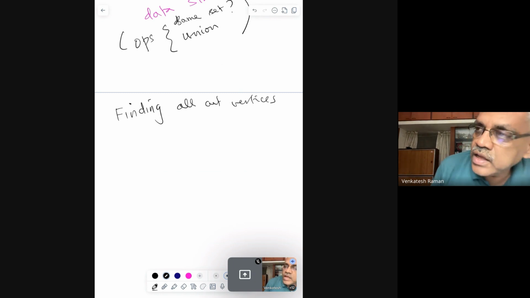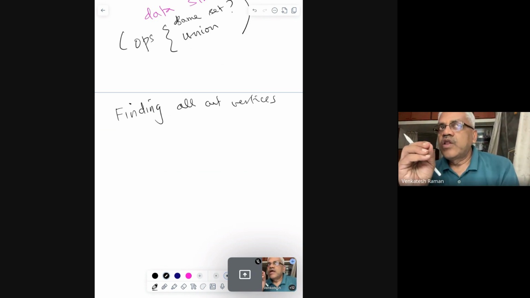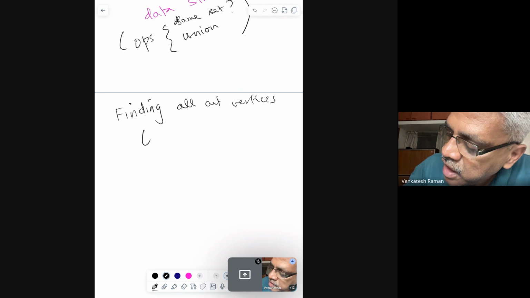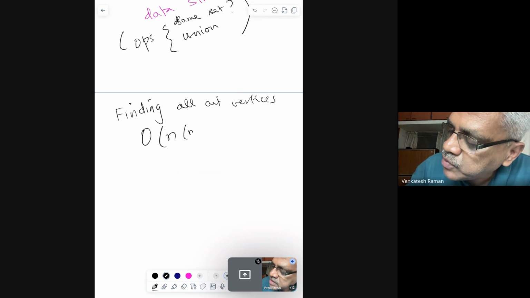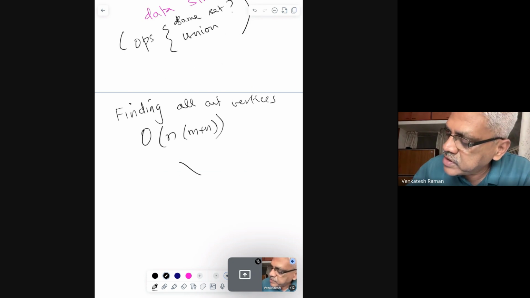Now, I am only asking for a simple, not so efficient algorithm. Okay, I'm asking for n into m plus n. So what is a cut vertex? A cut vertex, for example, is something like this.